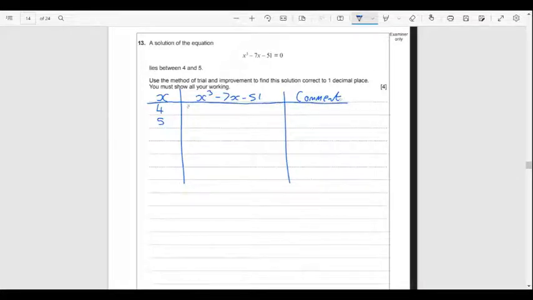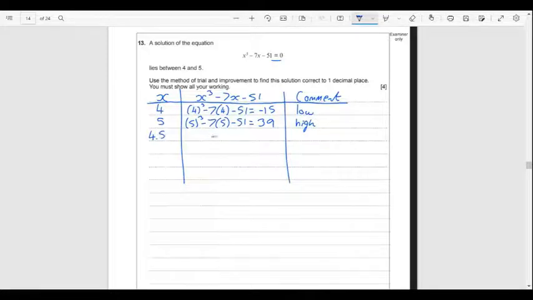So if we type this in our calculator, we will be doing 4 cubed take away 7 times 4 take away 51. That will give us an answer of minus 15, which is too low, because this should be equal to 0. Next, 5 cubed take away 7 times 5 take away 51. That gives me an answer of 39. That's too high. Perfect.